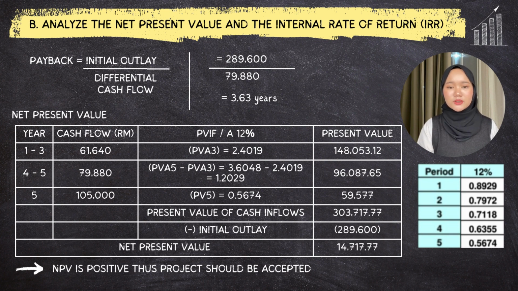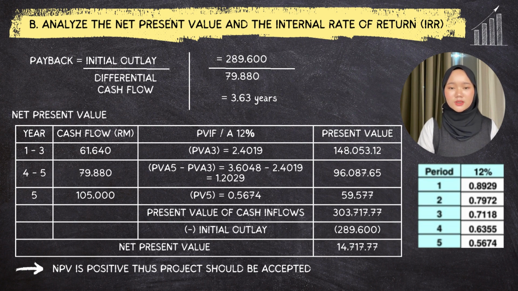This calculation helps us understand the value of the project by considering the present value of future cash flows discounted at a rate of 12%. For year 1 to year 3, the annual cash flow is 61,640. Using the present value interest factor for year 3, which is 2.4019, the present value is calculated as 61,640 multiplied by the number, giving us 148.53 cents.